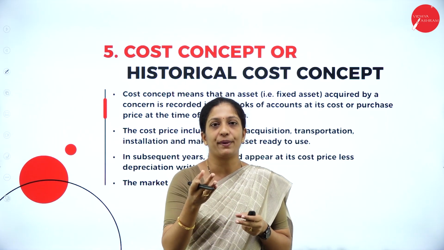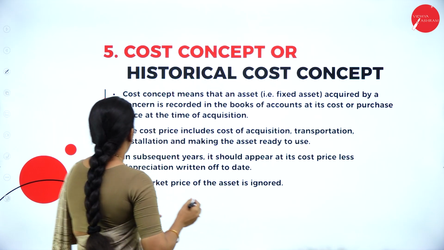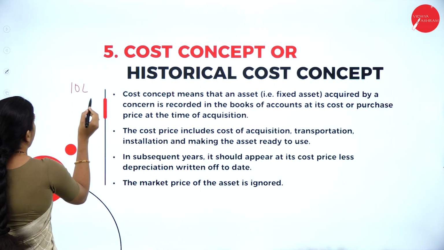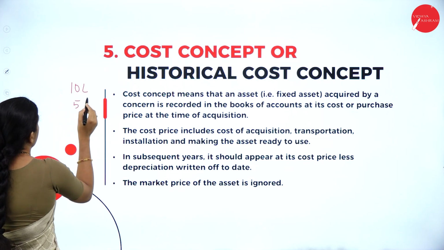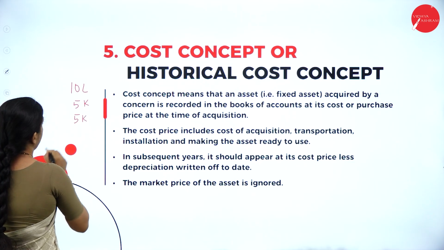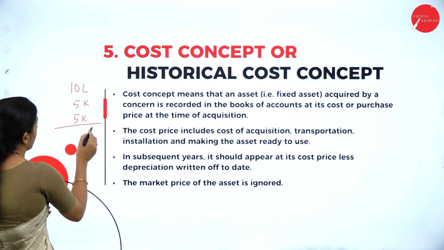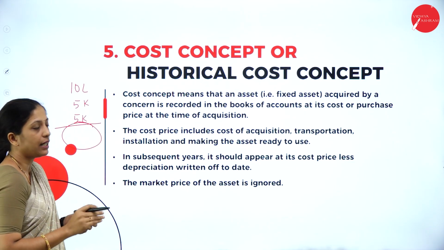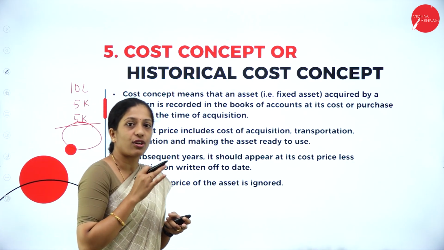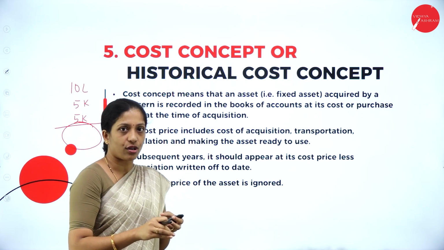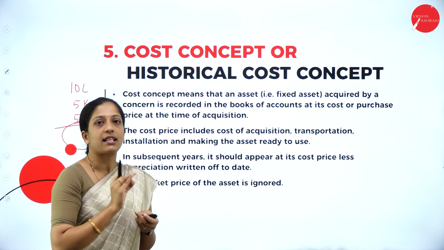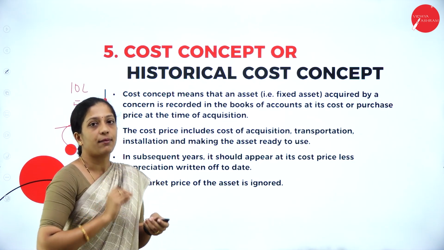Cost. For example, when you purchase an asset worth rupees 10 lakh, and at the same time you have 5,000 transportation expenses, 5,000 installation expenses. So overall it is considered as cost. Clear? So it is not that only the purchase price of that particular asset is considered as cost. It includes any other expenses until you are going to use that asset for the first time. Everything is termed as cost.